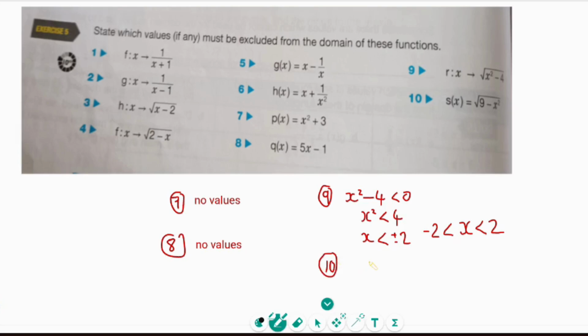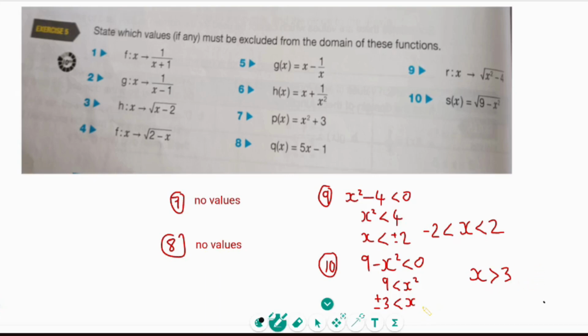Number 10. Again, we do not want our value under the square root to be negative. Add x squared to both sides. Square root both sides. And again, let's think about this in a bit more detail. If x is bigger than 3, can x be bigger than 3? Okay, well, if x is 5, 9 minus 5 squared definitely cannot be. So x bigger than 3 must be excluded from the domain.